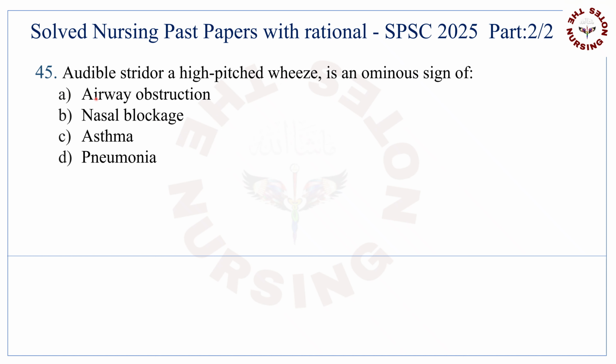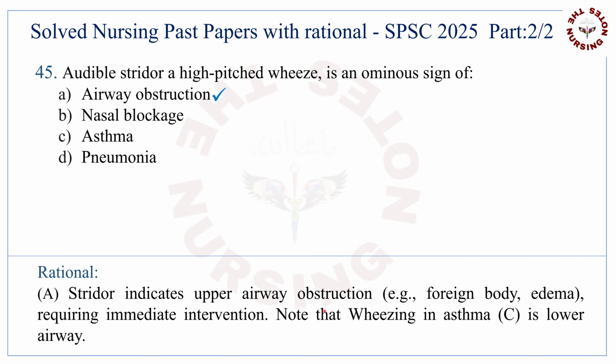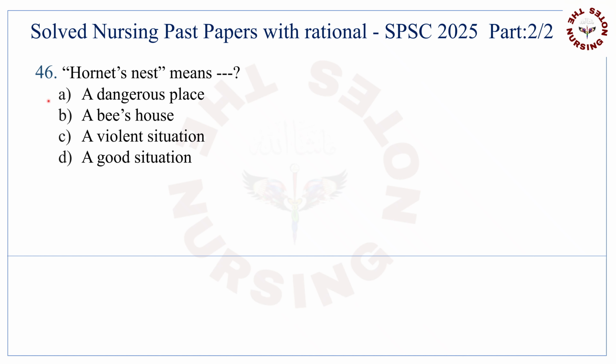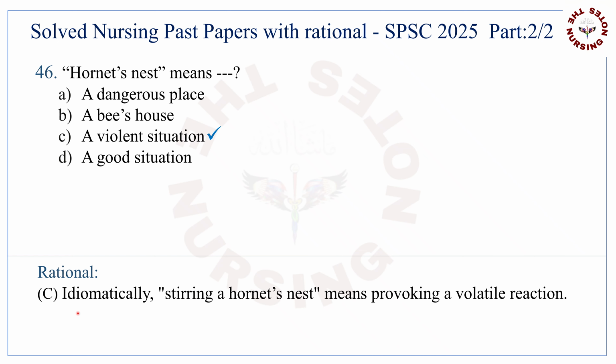Question number 45, audible stridor, a high-pitched wheeze, is an ominous sign of. Correct answer is A, airway obstruction. Question number 46, hornet's nest means. Correct answer is C, a violent situation.